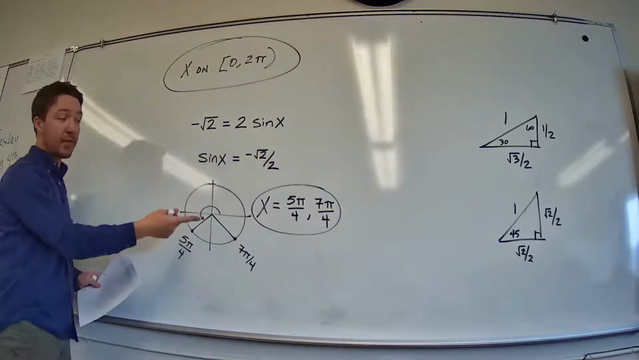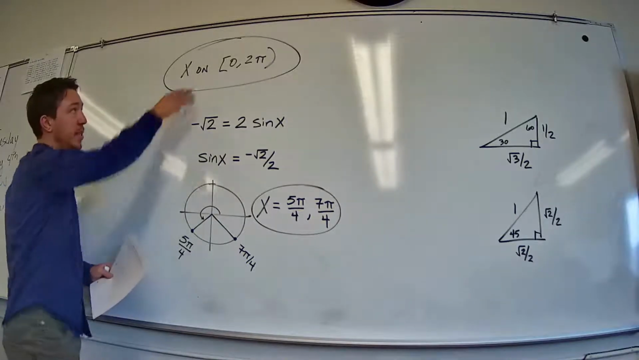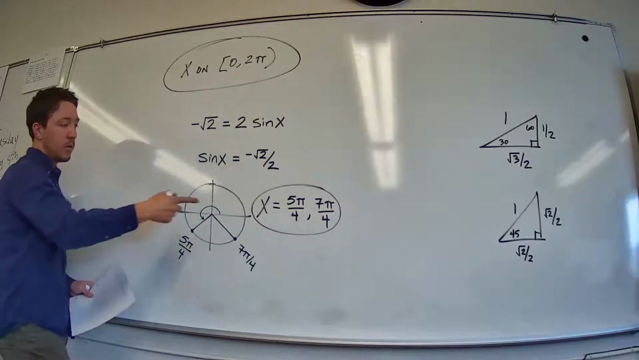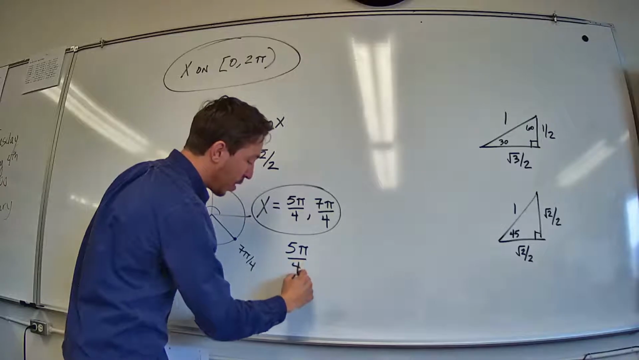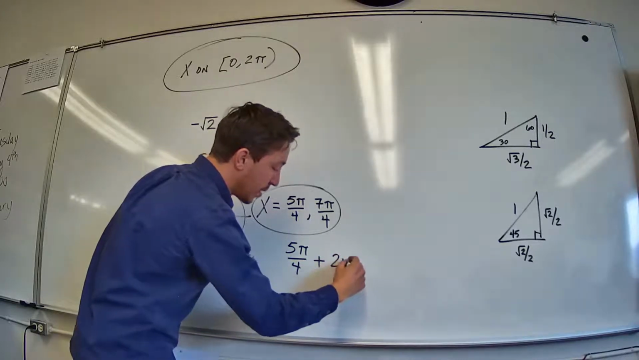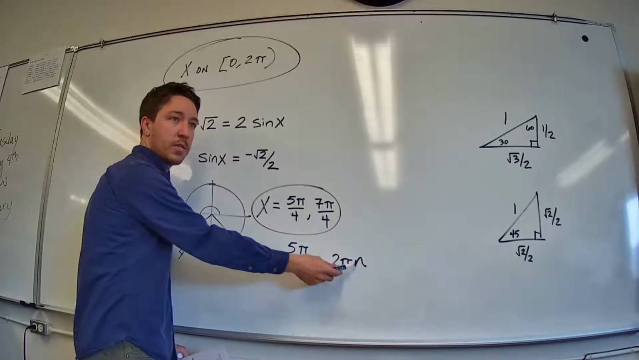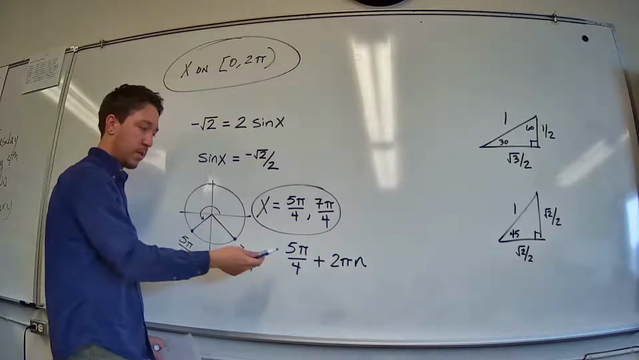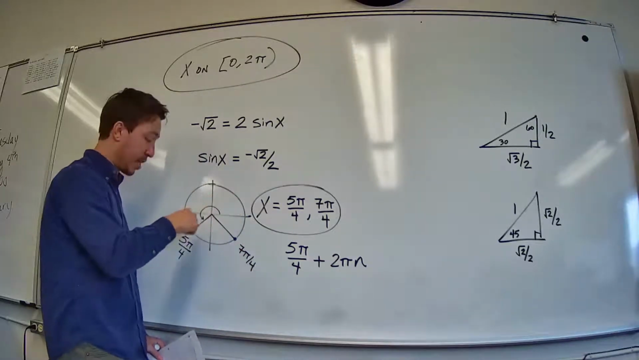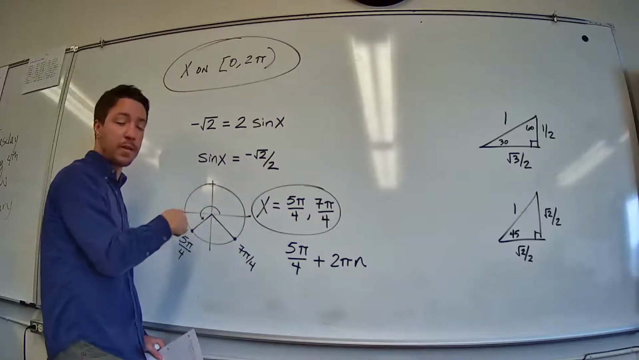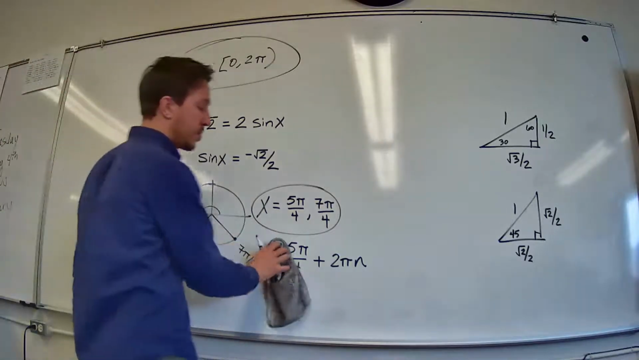If you wanted to make an exhaustive list of every possible solution, say this requirement wasn't here, you'd say any number that's 5 pi over 4 plus some integer multiple of 2 pi, so n representing some integer. Does that make sense? You could say 5 pi over 4 plus 2 pi, or plus 4 pi, or 6 pi, or minus pi, minus 2 pi, minus 4 pi. You do the same thing for that one. Make sense?